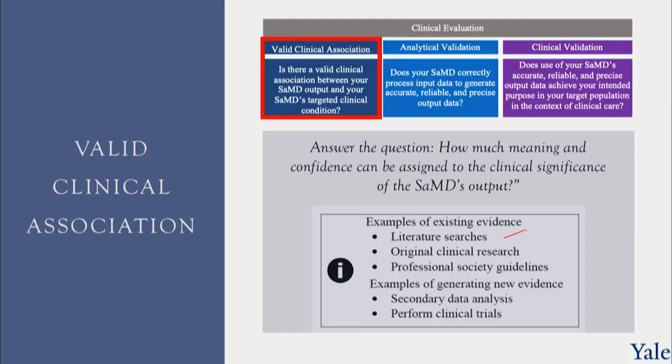We may have to do some original research. We may have to look at professional society guidelines that establish that these things are true. And we may need to create new evidence in terms of secondary data analysis, using existing data to generate some new results, or we may even have to go all the way to performing clinical trials to demonstrate the thing we're trying to measure is actually relevant to the disease. So this is valid clinical association.